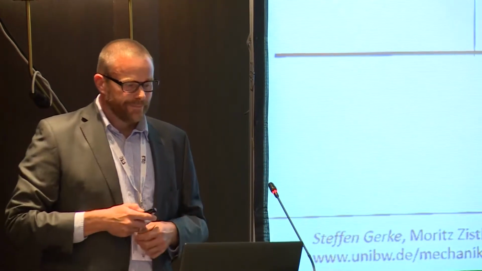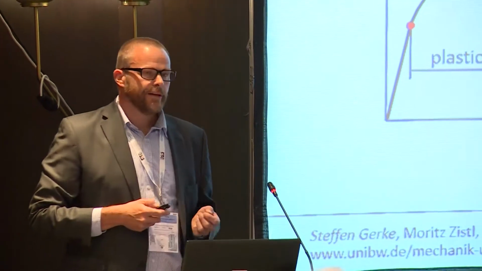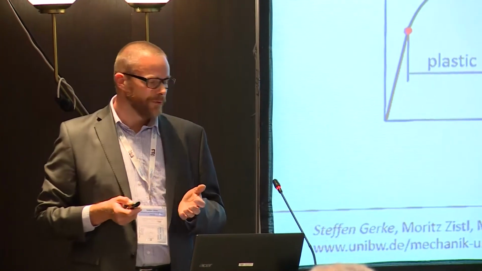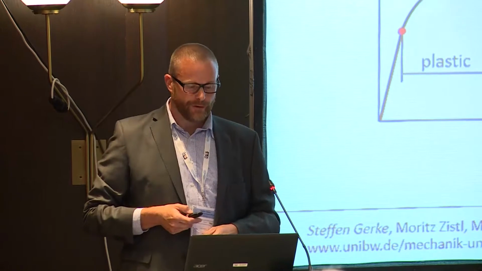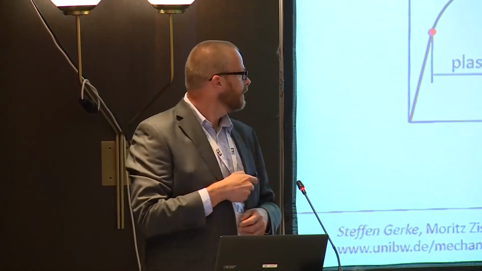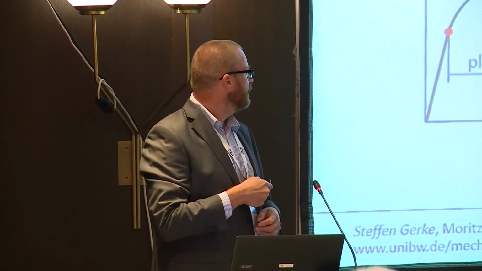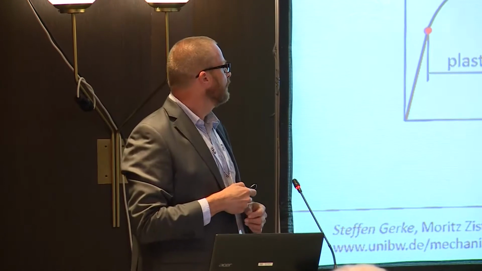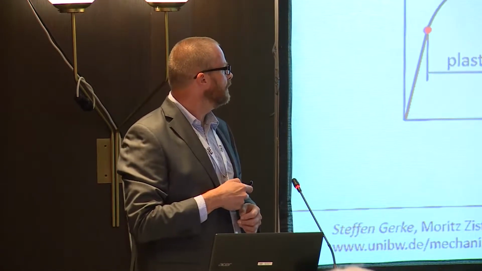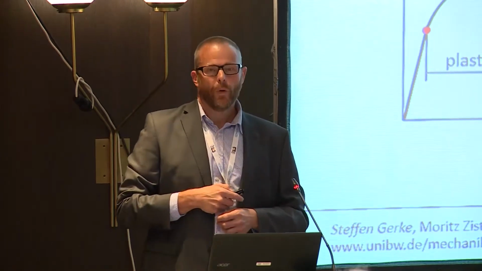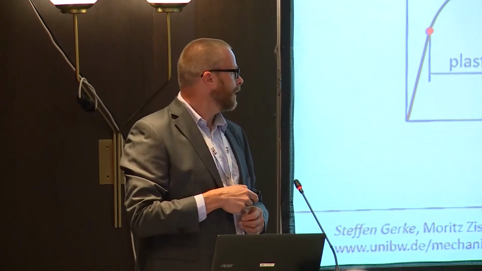So let's have a look at the phenomenological model. Which material behavior do we assume to have? We have first pure elastic material behavior till we fulfill the yield condition. Then we have elastic plastic material behavior till we fulfill a damage condition. And then we have elastic plastic damage material behavior, which finally leads to a macro crack.